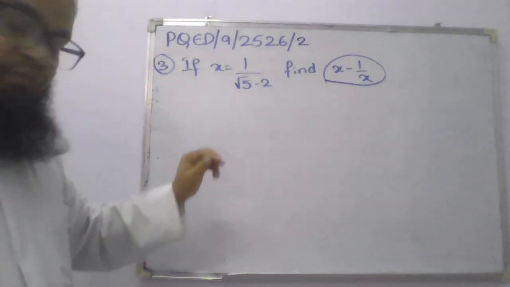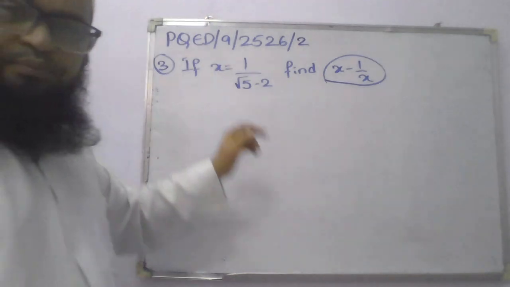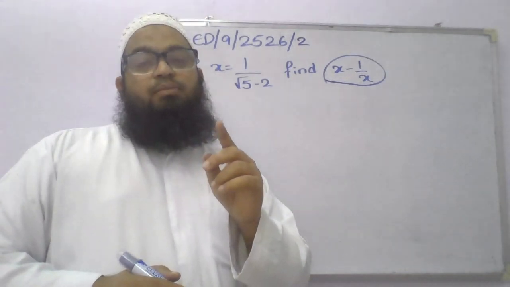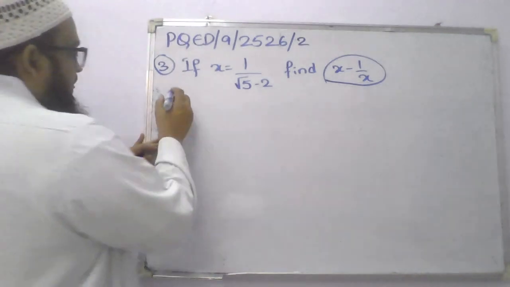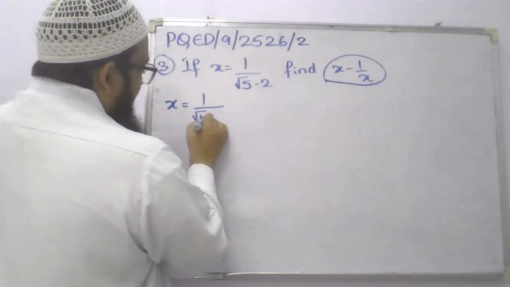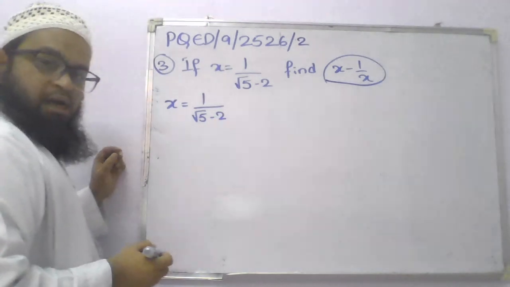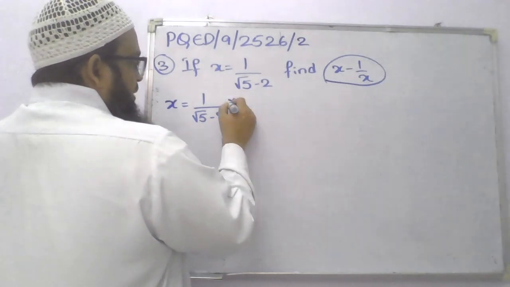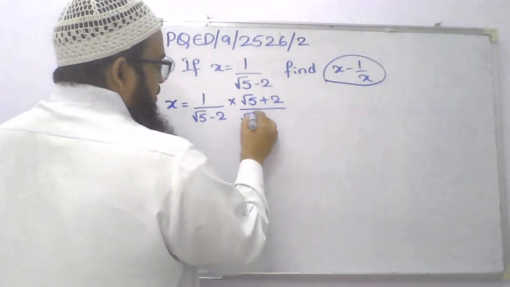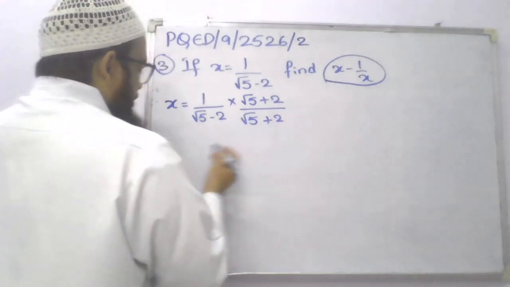My dear students, here what do you have? You have an irrational number in the denominator. So let us make it rational. So x is equal to 1 by root 5 minus 2. And how to rationalize it? You multiply with its conjugate in numerator as well as denominator.